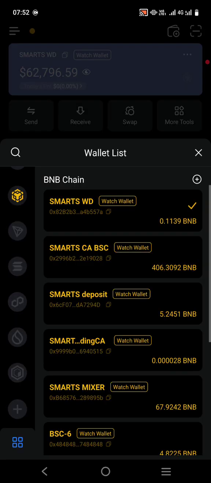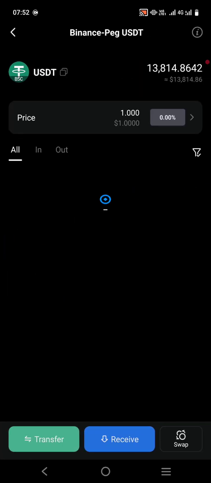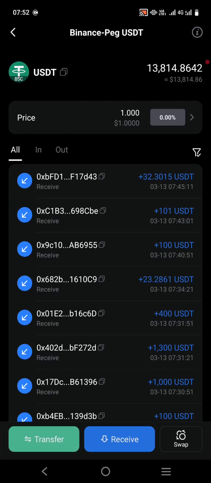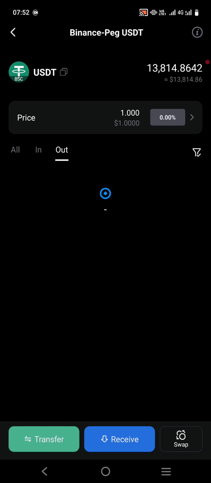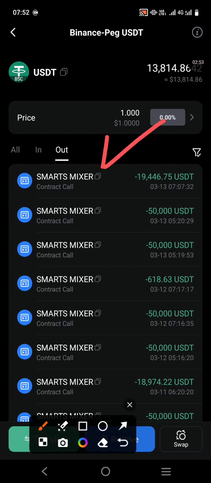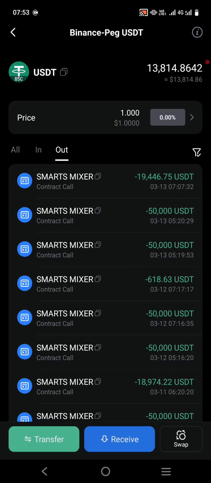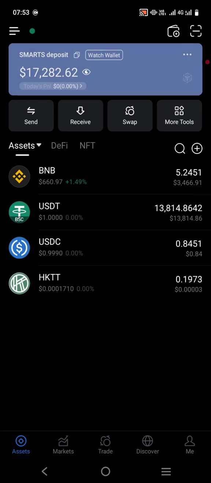Let's check the deposit. Anytime you are depositing, it comes here. As soon as it lands here, it goes out again to the mixer. That's what I was explaining theoretically, but this is practical. It goes straight to the mixer. From like today, over $100,000 has gone in straight to the mixer. So let's now look at the mixer itself. How much is there and how is it being distributed? Let's check the mixer.